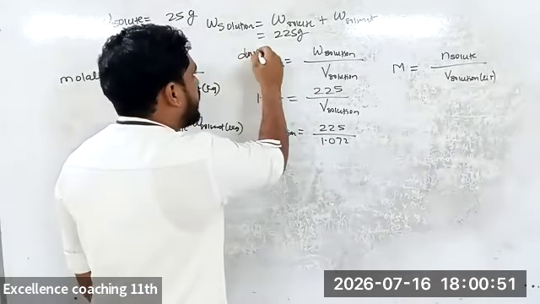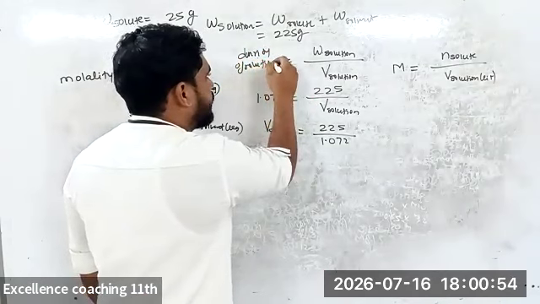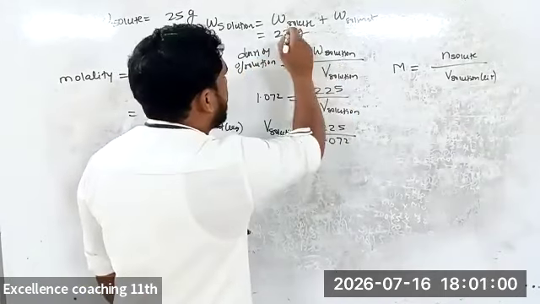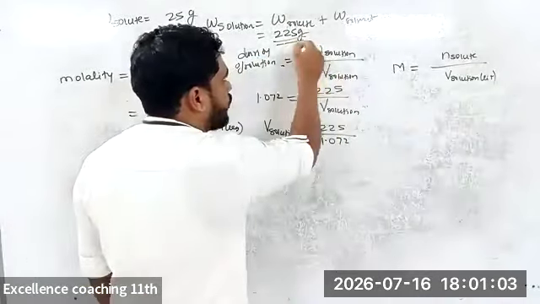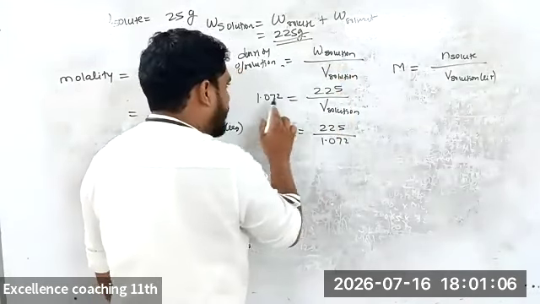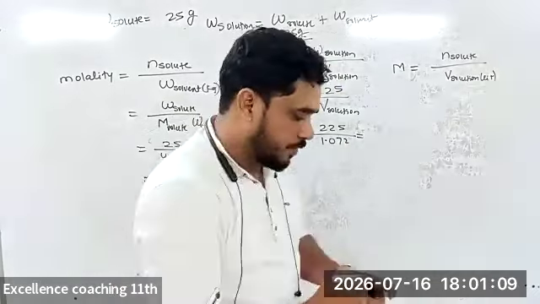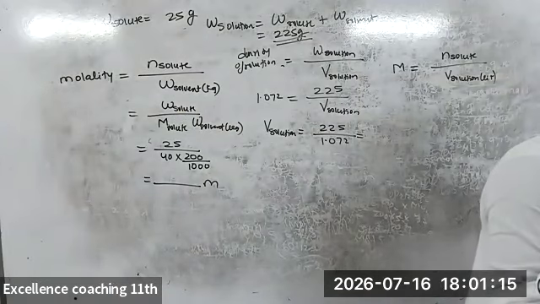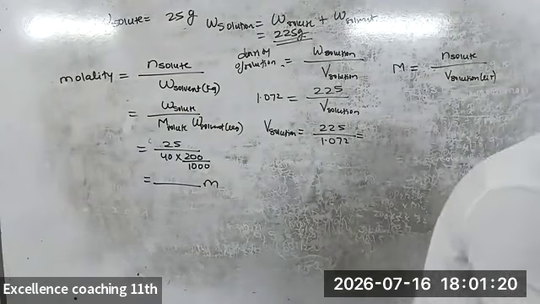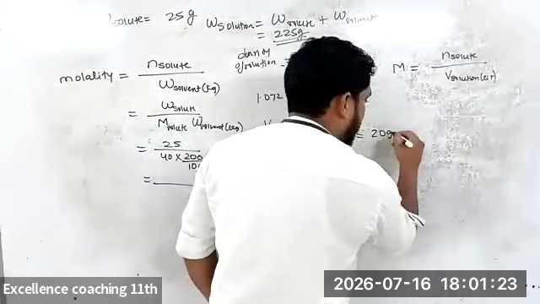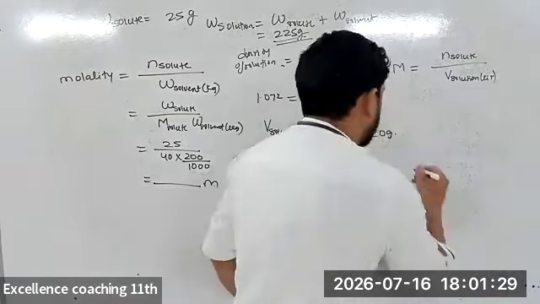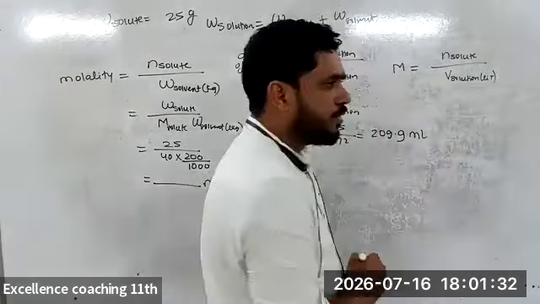So this is actually the density of solution, and the density formula is mass upon volume. Mass of solution is mass of solute plus mass of solvent, which comes to 225. Volume of solution we have to find, and density is given to us. So if I solve this, 225 divided by 1.072 comes to 209 point something, about 209.9. What is the unit? ml.